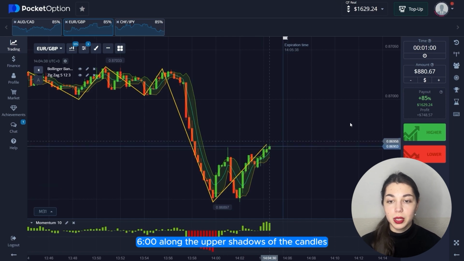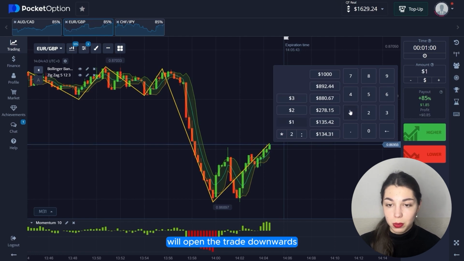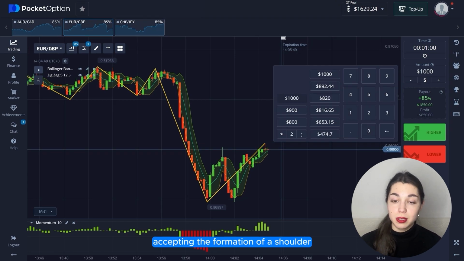Zigzag along the upper shadows of the candles. We'll set the trade amount. We'll open the trade downwards, anticipating the formation of a shoulder.